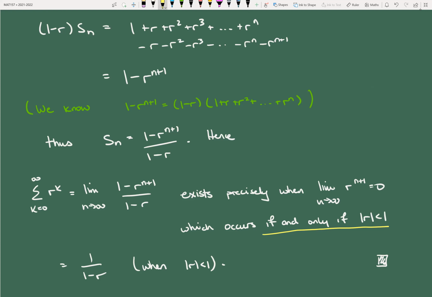And if you want to prove this formally without using functions of real numbers, use the monotone convergence theorem. r^k, if r is less than 1, is going to be non-increasing. It's actually going to be strictly decreasing and bounded from below.